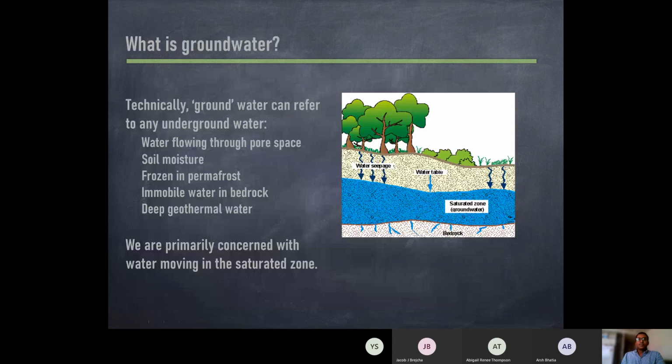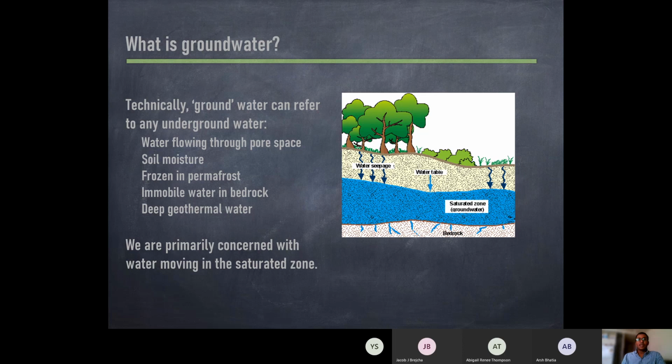So what is groundwater? Typically groundwater means any water that is underground. That can be anything from water flowing through pore spaces, the spaces between the soil particles, which we call pore space. Any soil moisture, any frozen water in permafrost, those are groundwater as well. Then any immobile water in bedrock.